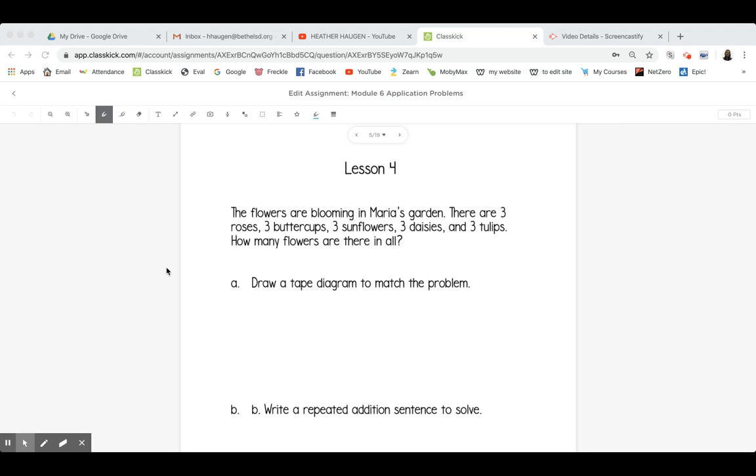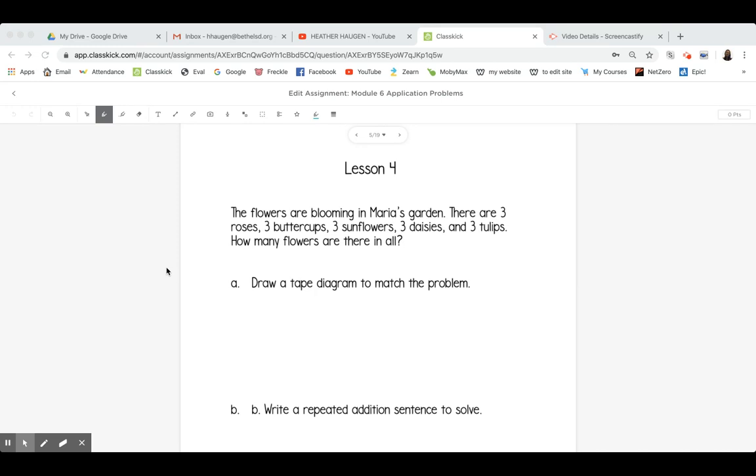Today we're going to work on lesson 4 application problem. So be sure that you have your white math packet in front of you, open to lesson 4, and a pencil and an eraser. We're going to go ahead and start by reading the story at the top.